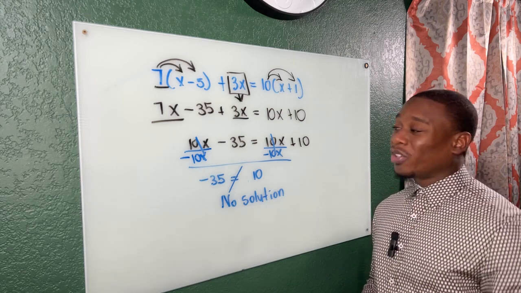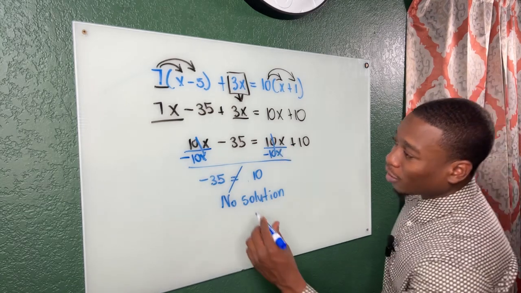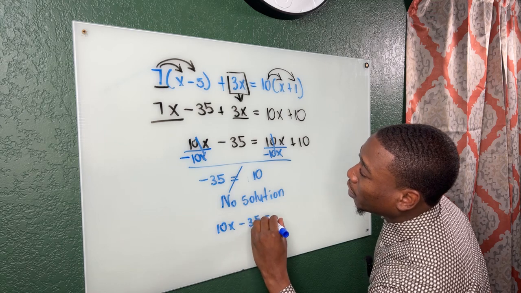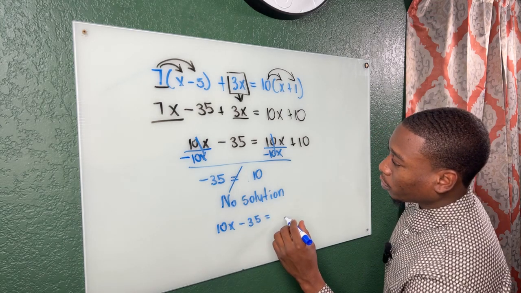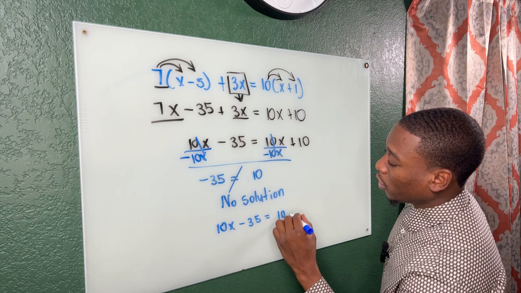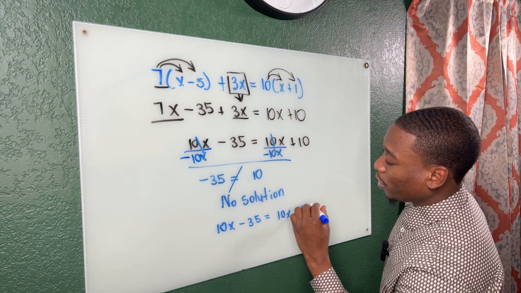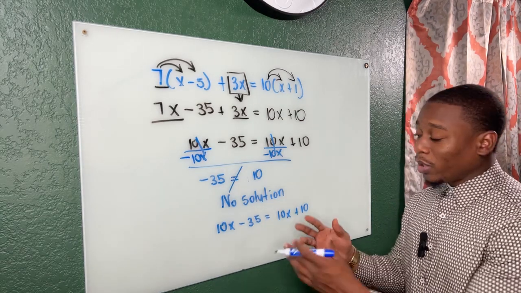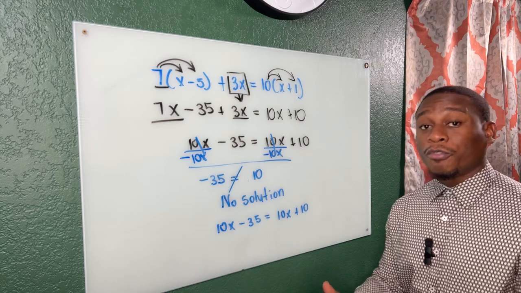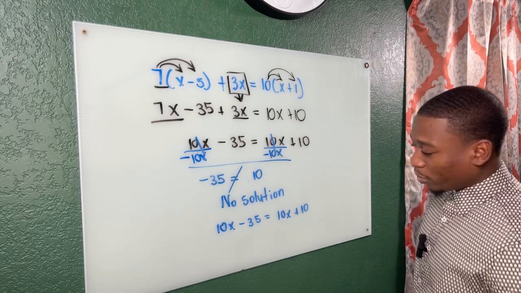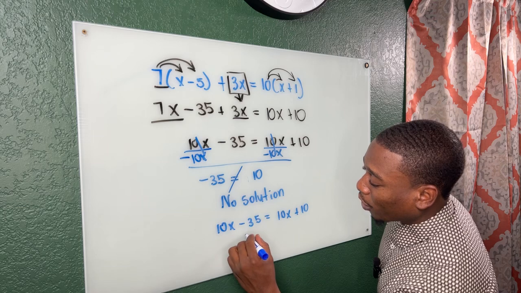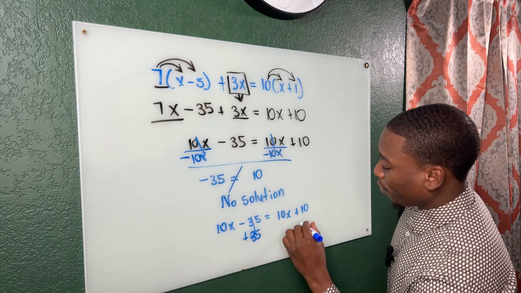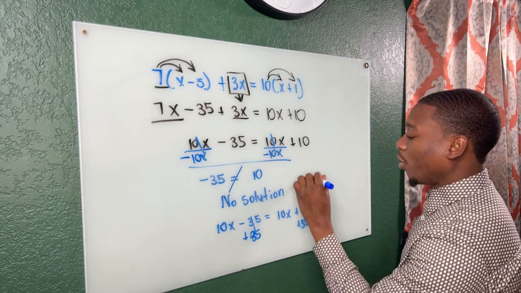Now let's say you are one of those students. Let's rewrite this step here. So we have 10x minus 35 is equal to 10x plus 10. So let's say we didn't do that, right? Let's say we combined our constants first before we combined our variables. So with this step here, I'm going to add 35 to each side, right? And then we're going to bring this up here.